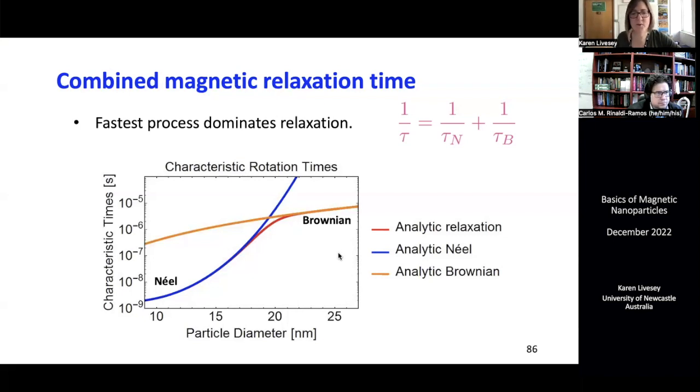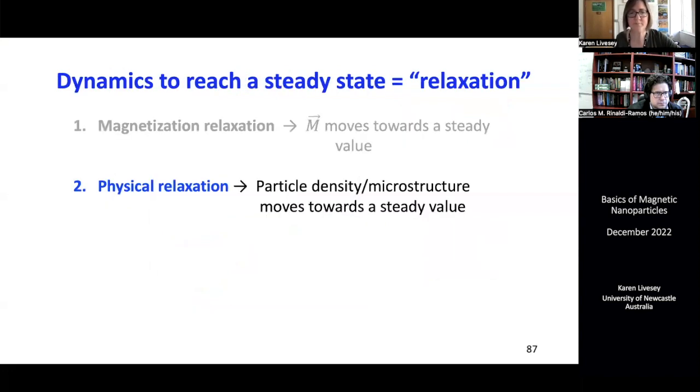Okay, this is all assuming we have zero field, which is actually an issue that we're trying to look at, is what happens when we put a field on, and these relaxation times can change markedly. Okay, that's it for magnetization relaxation. Let's switch over to now physical relaxation of particle microstructure.